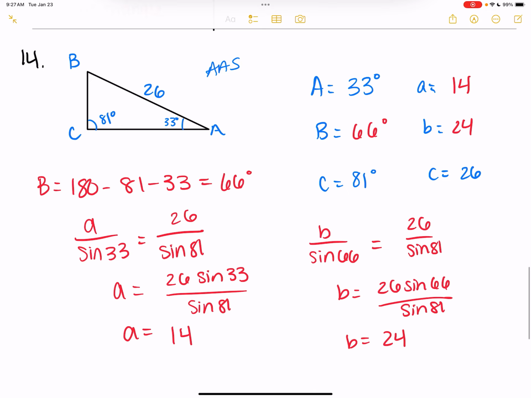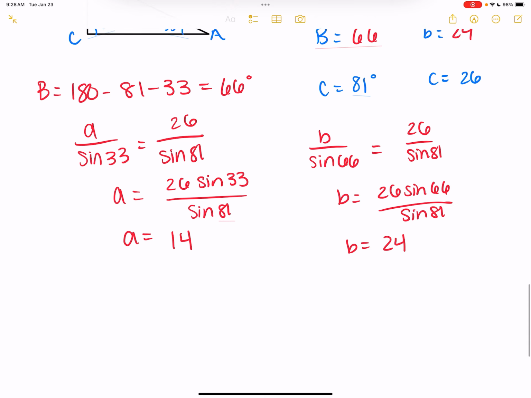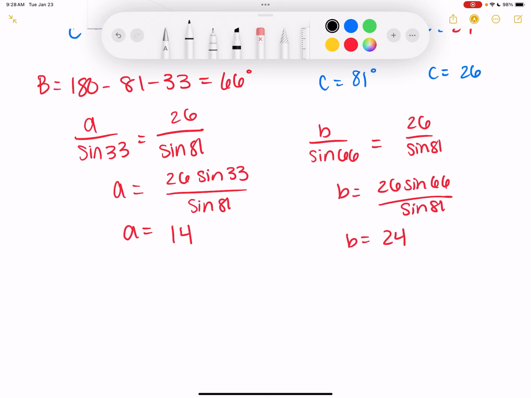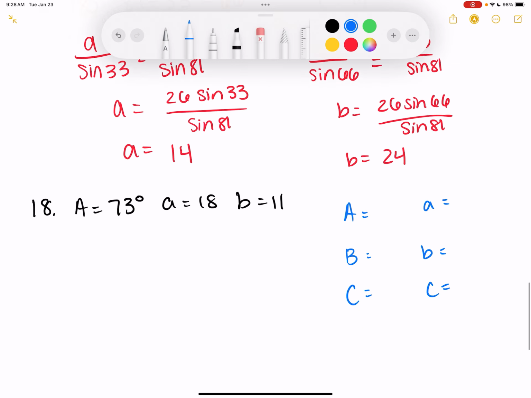Okay. Alright, I'm going to jump to the ones where they don't draw the triangle for you, just because the ones where they give you the triangle are pretty easy. But there's obviously more to look for with the ones where they don't give it to you. So, 18. Angle A is 73 degrees. Side A is 18. Side B is 11. So what scenario am I dealing with?